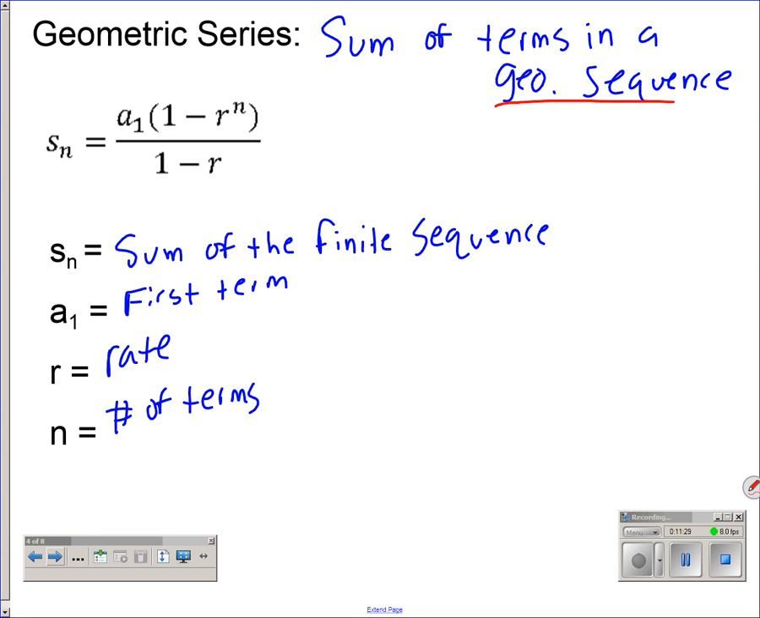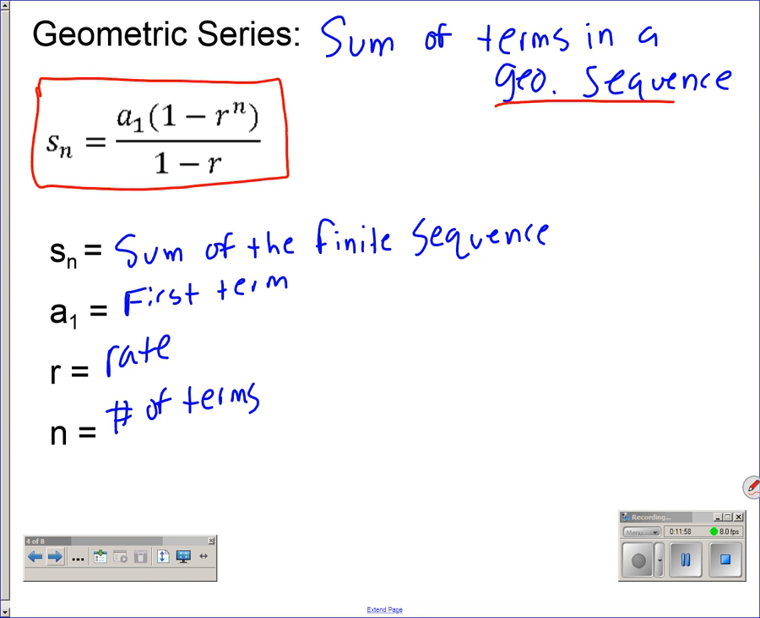So we're going to take our pattern that's geometric, meaning that they're all following some type of rate. And this right here is the formula that we would use to figure out the sum of a finite amount of terms. If I say find the sum of the first 20 terms, we can use this formula here. This formula may look scarier, but it's not as bad because we don't need to know our last term. All we need to know is our first term, our rate, and our n value.